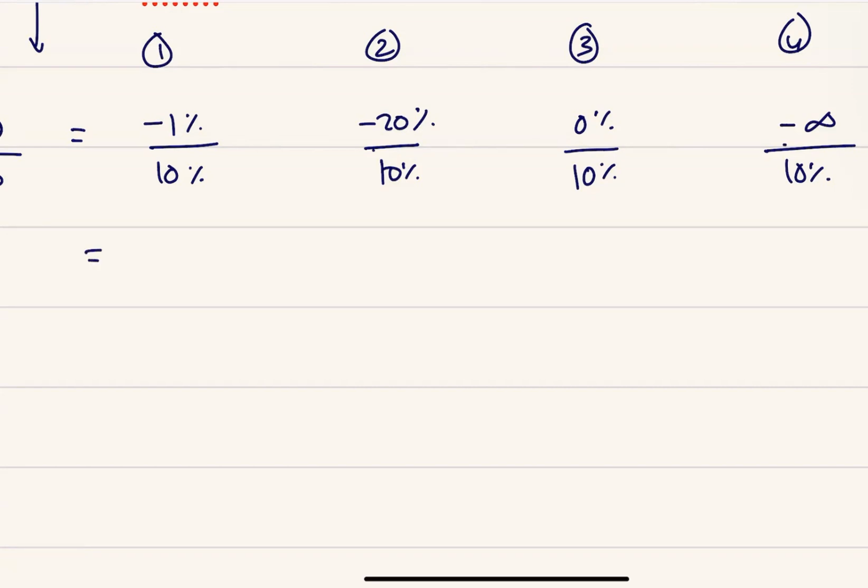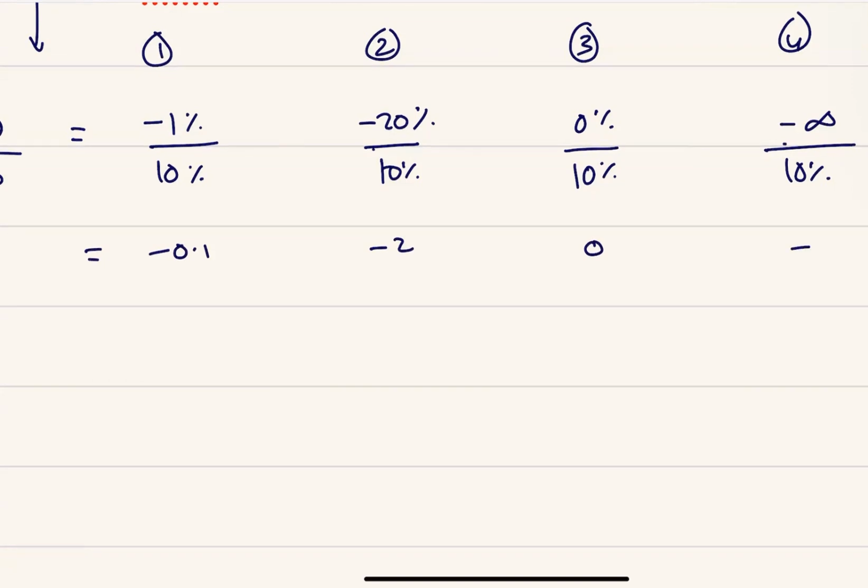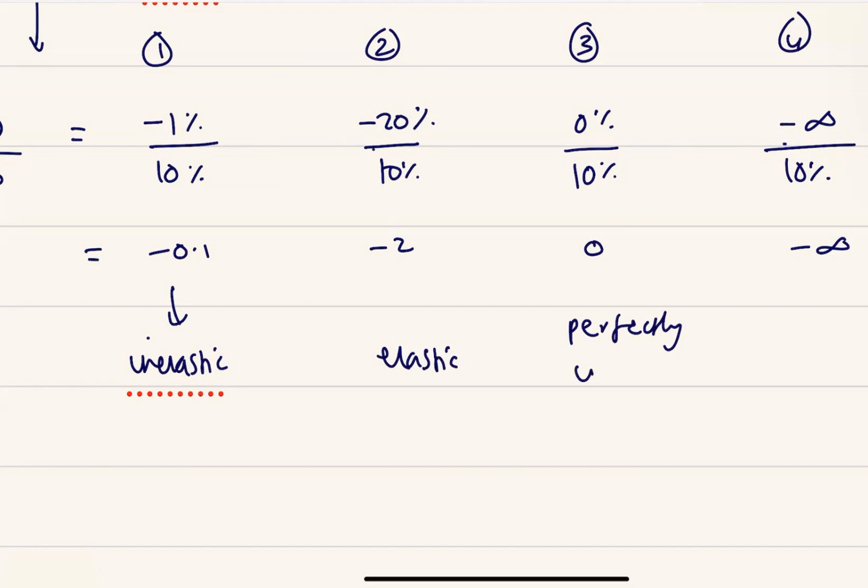So obviously this one we get minus 0.1. This one we get minus 2. This one we get 0, and this one we get minus infinity. That is called inelastic. That one is elastic. That one is perfectly. Esan, what do you think? Do you think that's perfectly elastic or perfectly inelastic? Inelastic. Cool. This one's perfectly elastic.